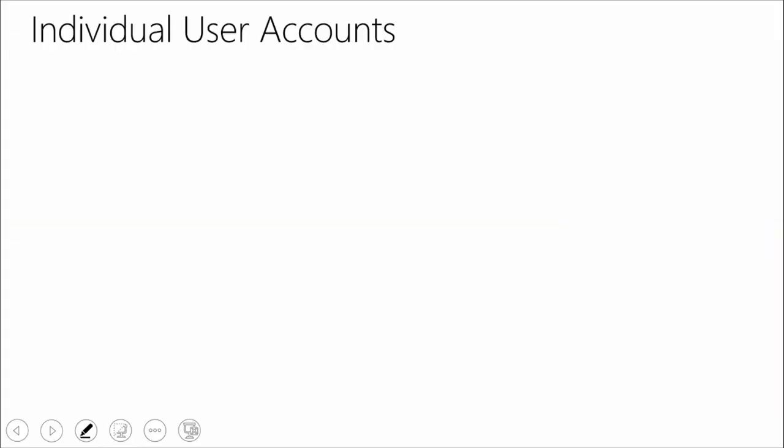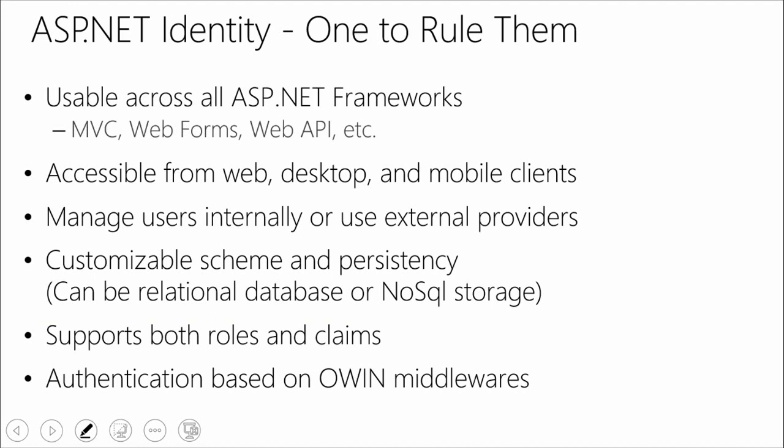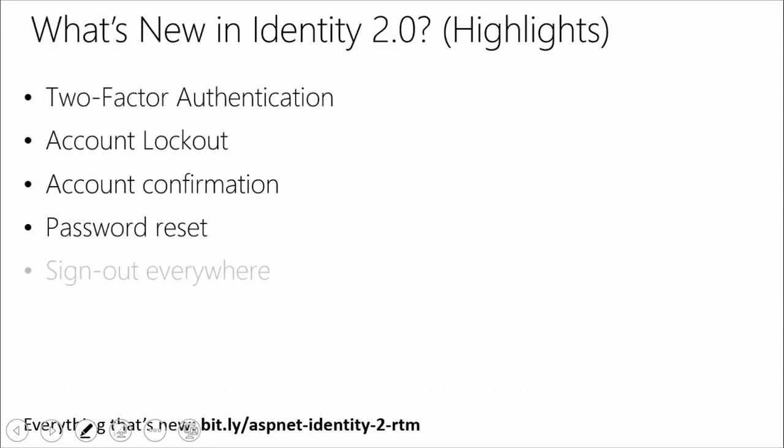All right, individual user accounts. I'm not going to read all these because I'm feeling tired, but the basic idea here is that ASP.NET Identity is set up to work across all of these different systems. We're talking today about MVC, but if you're using Web API, SignalR, or Web Forms in the same application, it's going to work across all of them.